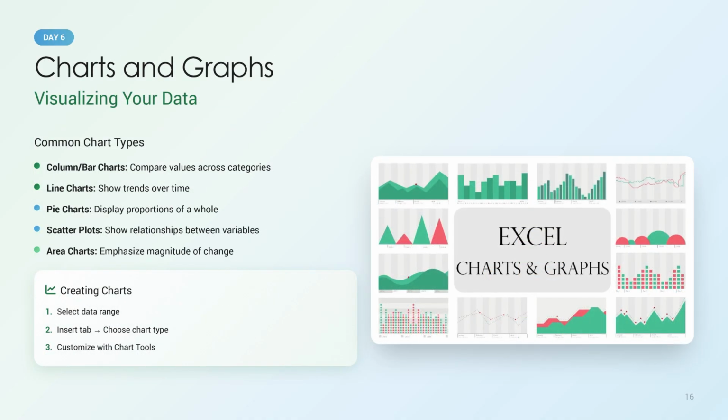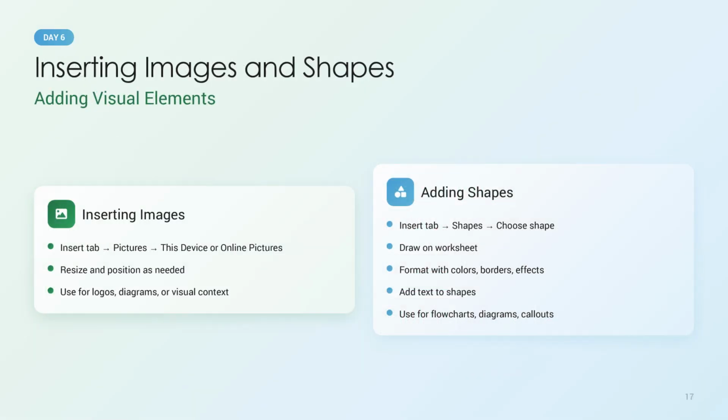Charts and graphs. Charts help you visualize your data. Common types include bar charts, line charts, pie charts, scatter plots, and area charts. To create a chart, select your data, go to the Insert tab, choose a chart type, and customize it to your liking. Inserting images and shapes. You can insert images for branding or reference and use shapes to create diagrams or callouts. These tools help you design more visually appealing worksheets and presentations.